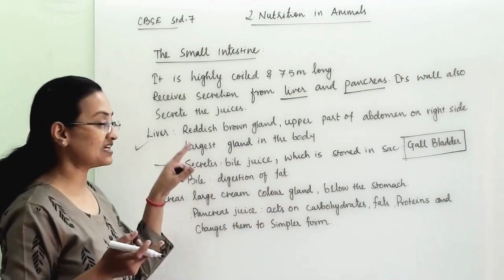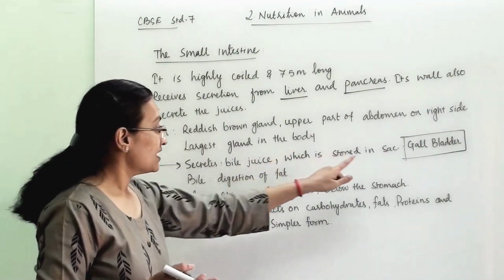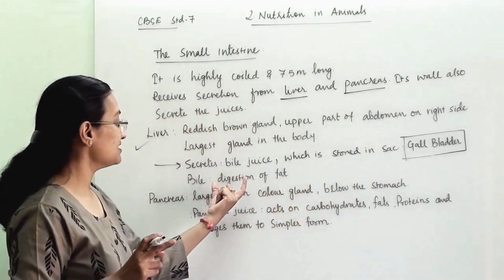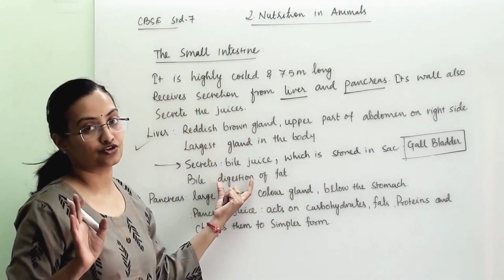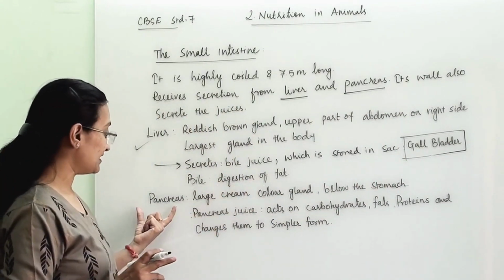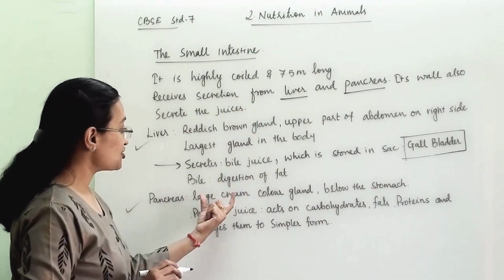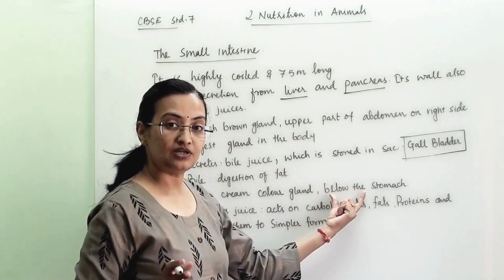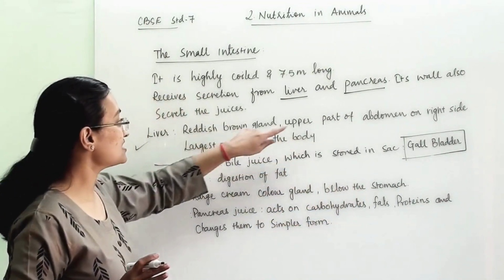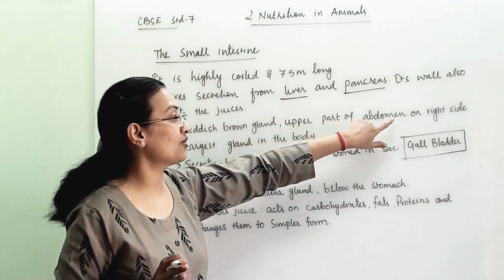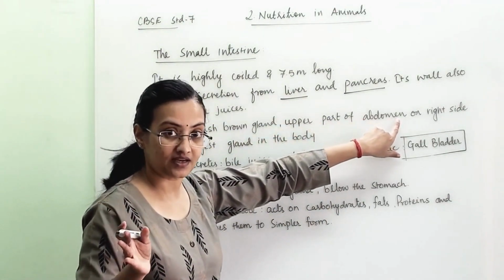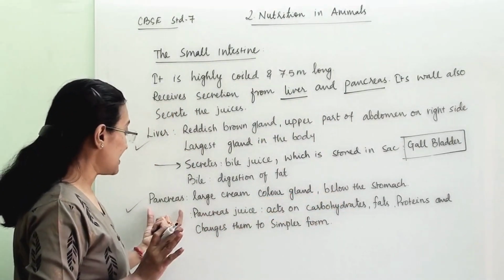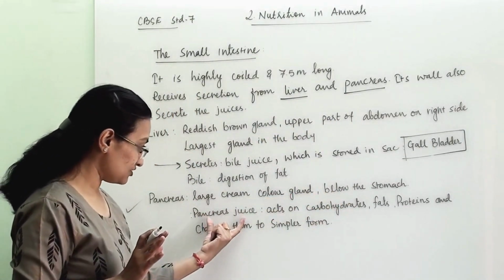So liver is secreting bile juice, which is stored in a sac called gallbladder, and bile juice will help in digestion of the fat. Now pancreas. It is a large cream color gland, situated below the stomach. Liver is situated at the upper part of the abdomen on the right side, whereas this is below the stomach. Now pancreas will secrete pancreatic juice.